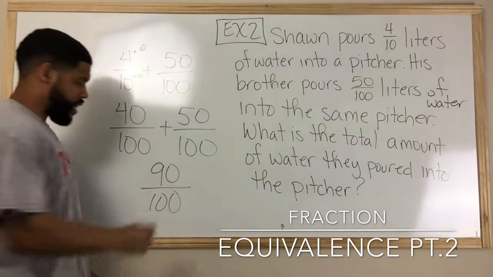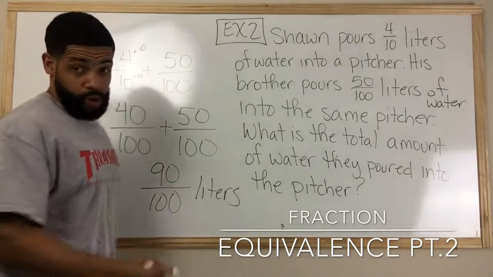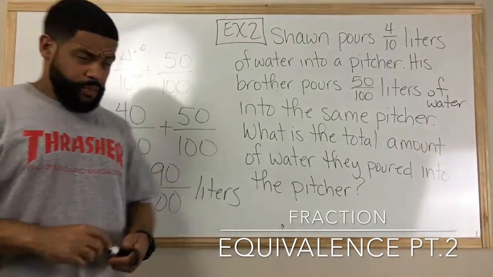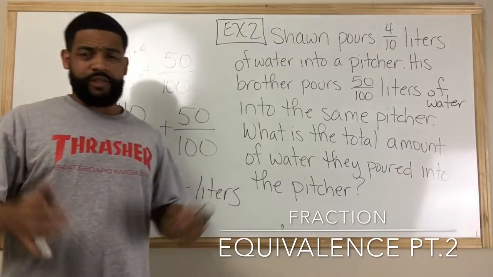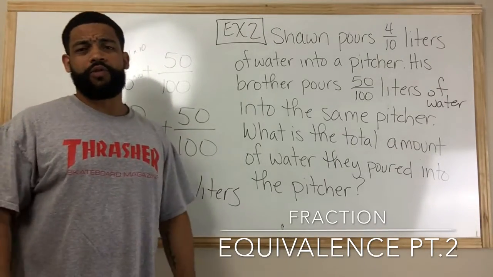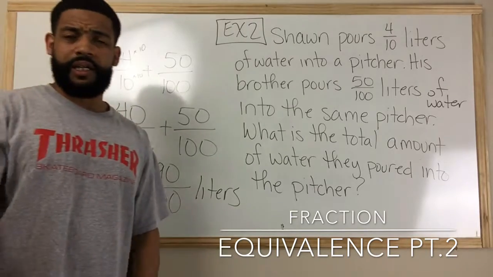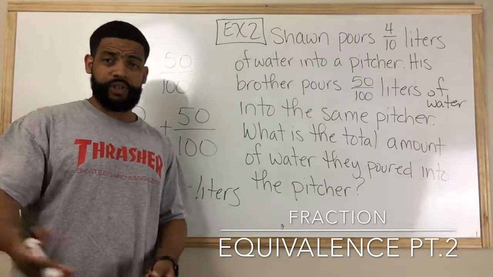So our solution is they have 90 over 100 liters of water, okay? 90 over 100 liters of water. But remember, making that equivalence is the key factor to this. That's the key point that we want to get across. Going from a denominator of 10 to a denominator of 100. And it's very simple. Some people can get it without the visual. Some people need the visual to go with it.